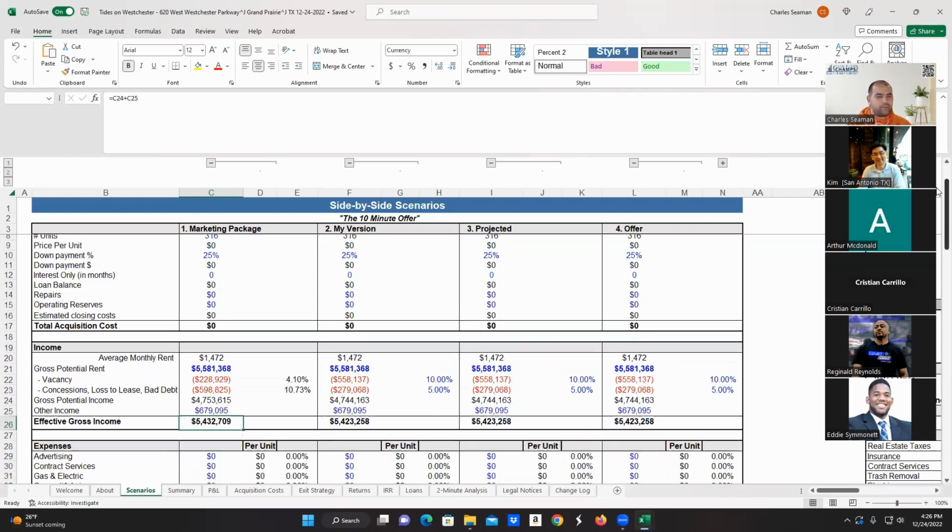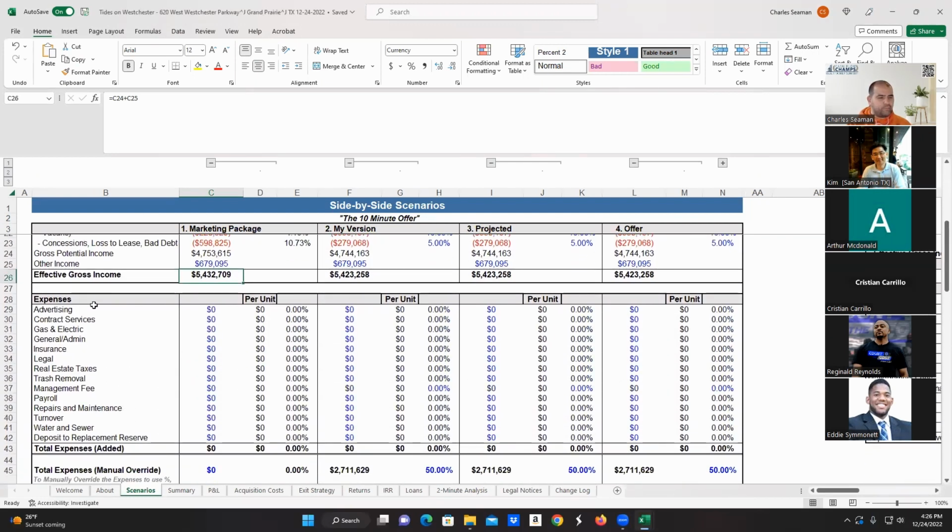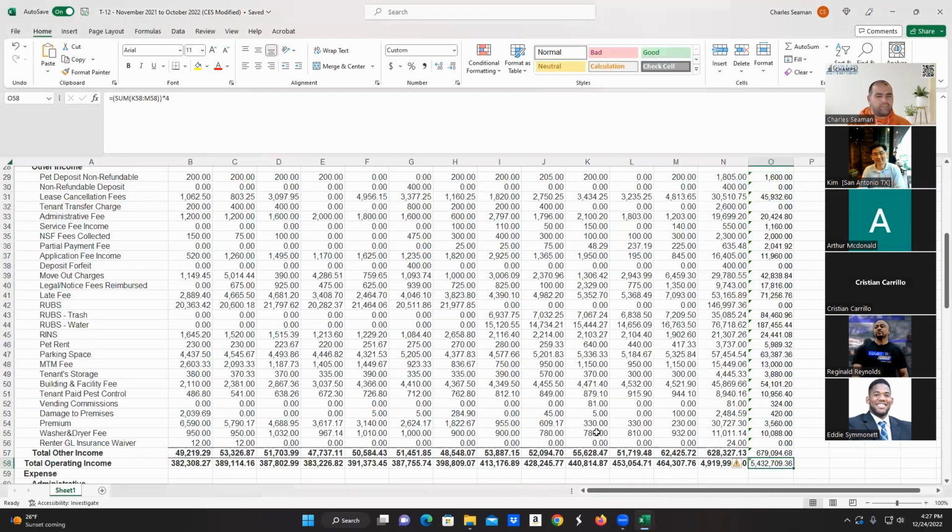Okay, so next thing we're going to do now is we'll move on to our expenses. So in the syndicated deal analyzer, we have items for advertising, contract services, gas and electric, general admin, insurance, legal, real estate taxes, trash removal, management fee, payroll, repairs and maintenance, turnover, and water sewer. So everything we see on the T12 is going to fall into one of these line items.